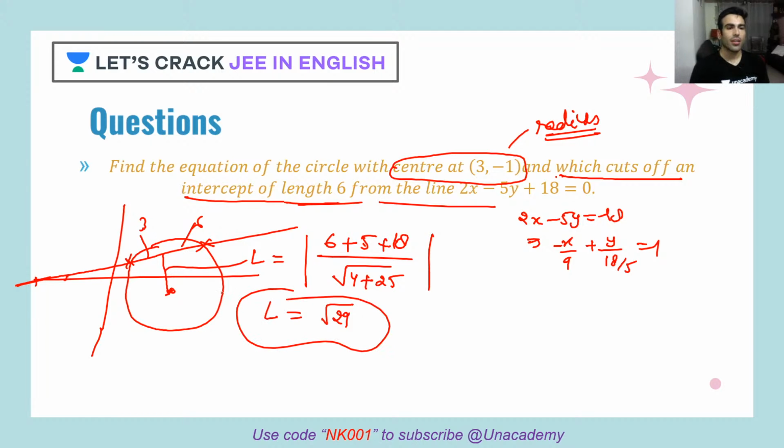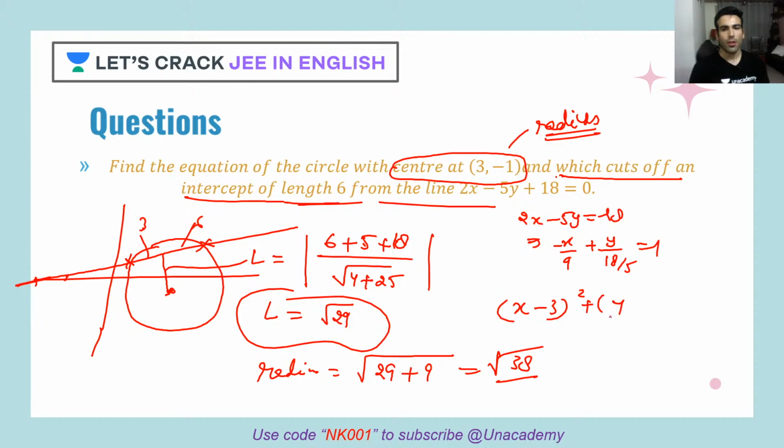Now this half-chord is 3. So using Pythagoras, the radius would be the square root of 29 plus the square of 3, which is 9, so square root of 38. So the equation is (x minus 3) whole square plus (y plus 1) whole square is equal to 38. Done. This is my final answer. Now as you can see, if we use geometry, our questions become very simple.